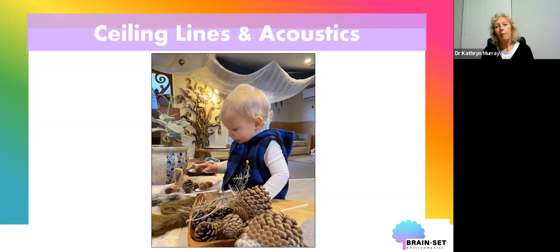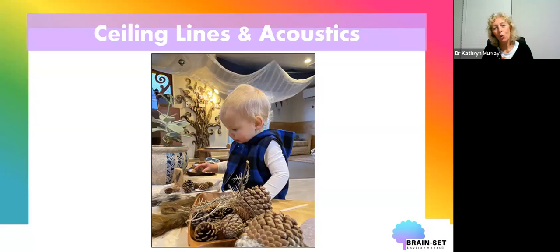We also want to be mindful of the ceiling lines. Many of our rooms are quite high, have high ceilings. And if that's the case, imagine how it is when you're only this tall and you're looking way up at the ceiling. So to bring that down for that sense of safety, that's what we're aiming for here, the sense of safety. We bring the ceiling down by using loops of material like you can see behind this little baby.